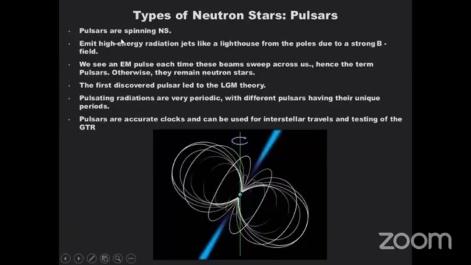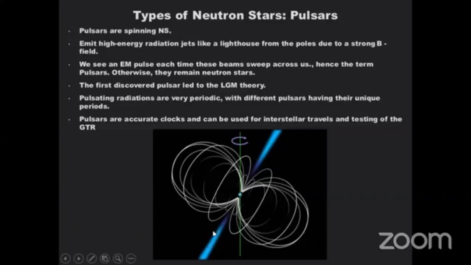A pulsar means a spinning neutron star, and look at the structure here. This is the angle, this is the axis of spin, the spin axis. And here you see this magnetic field coiled around it. Okay, this is just a diagram. And now you see these jets here. This is the radiation we are talking about that it is emitting.